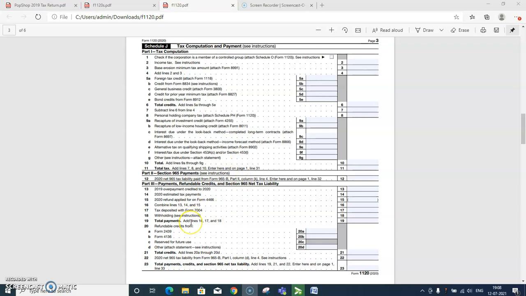Coming to line 20B, 4136, C reserved for future use and D other, and you will get the total credit from line 20A and line 20D. Line 22, 2020 net 965 tax liability from Form 965-B part 1 column D line 4, see instructions. And line 23, total payments, credit and section 965 net tax liability at line 19, 21 and 22.